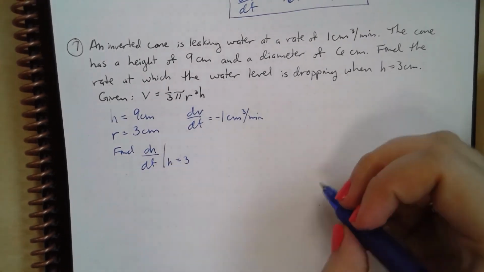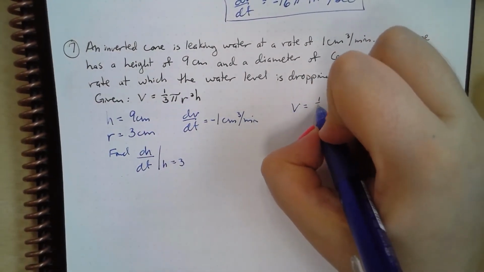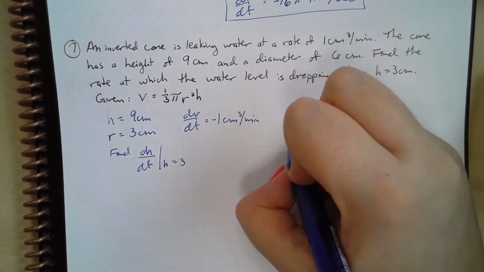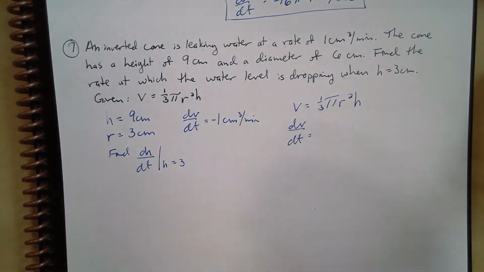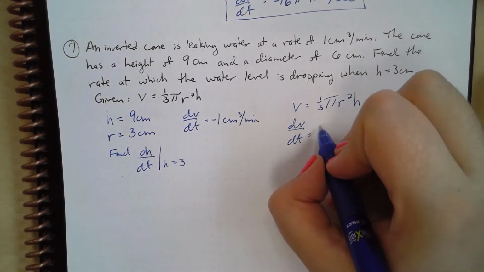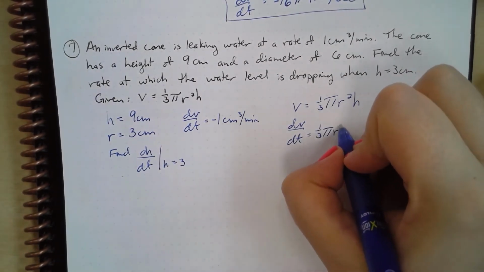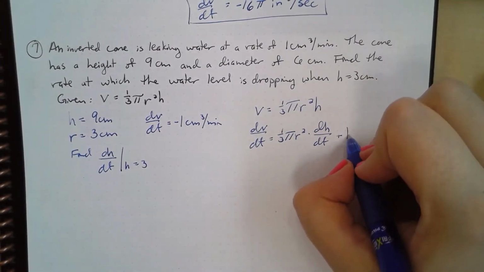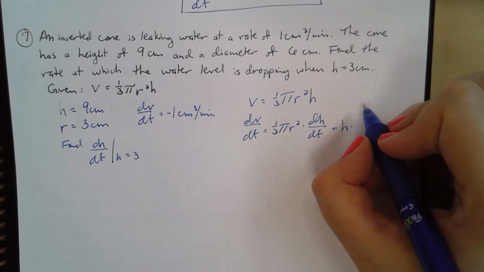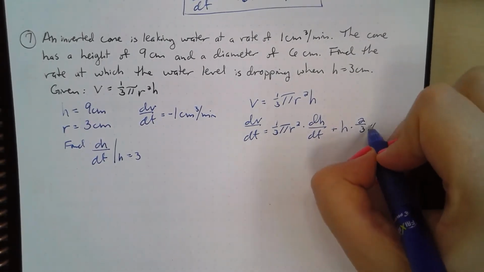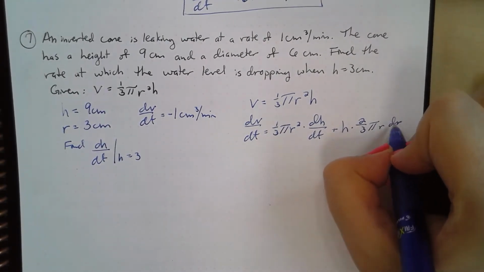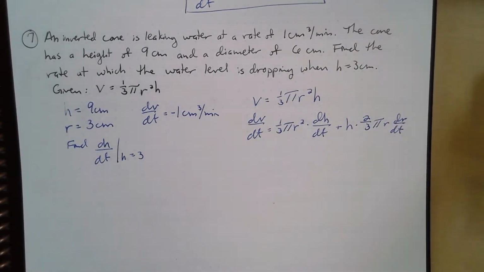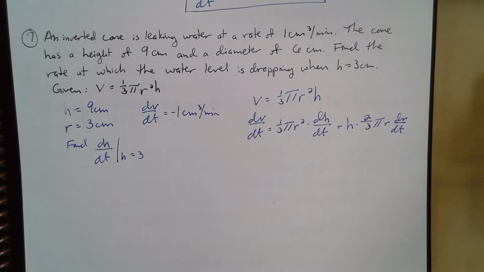Okay, so let's do that. V is equal to 1/3 pi r squared h. So dV over dt is equal to, we're going to do some product rule here, 1/3 pi r squared times dH over dt plus h times 2/3 pi r dr over dt. All right, so we got a lot of stuff going on here. It's kind of ugly, but we can figure this out.